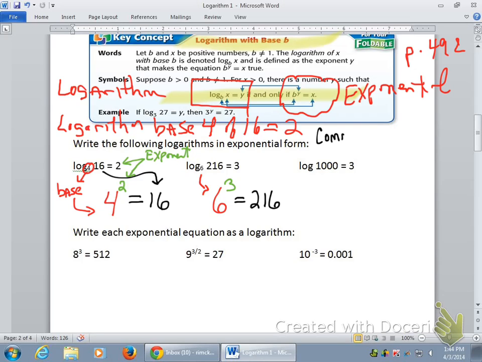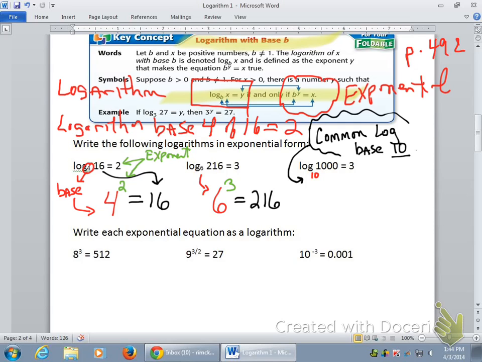This is called a common log, okay? And all common logs are base 10. So this is something special that we have to know. It's a common log. So even though we didn't write it here, I could have written it as a base 10, so I would have put a 10 right there.